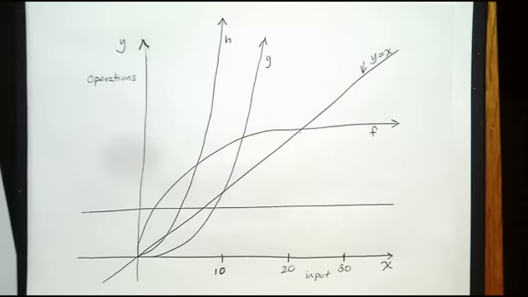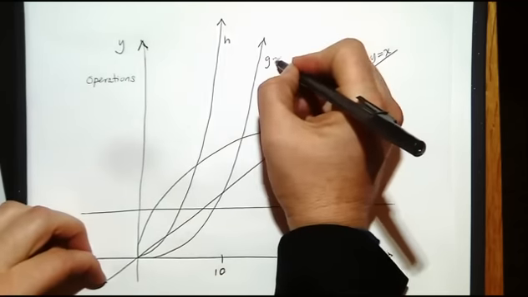How about sorting an array? Log n is the best you can do. How about bubble sort? It's bad, right? It's bad because it's n squared. So n squared is the running time for bubble sort. Which one of these looks like n squared? G looks approximately like that.